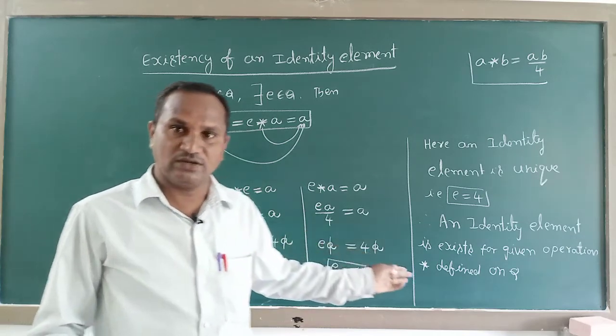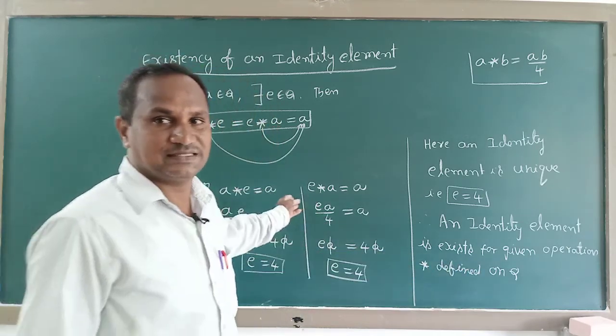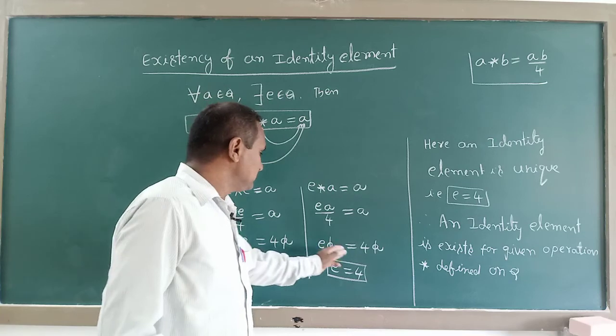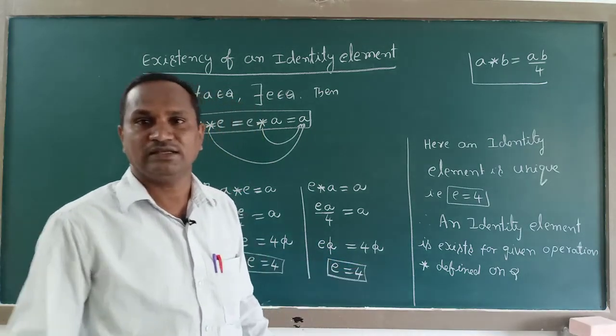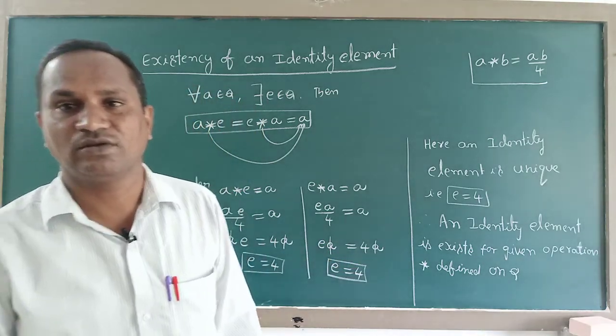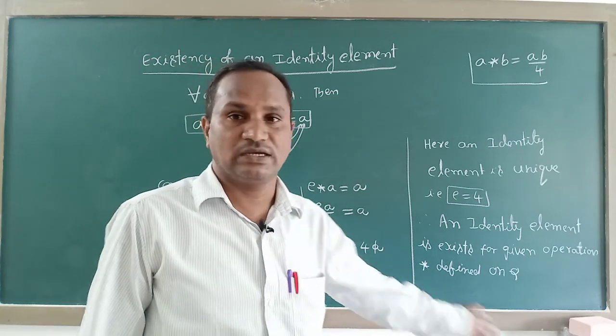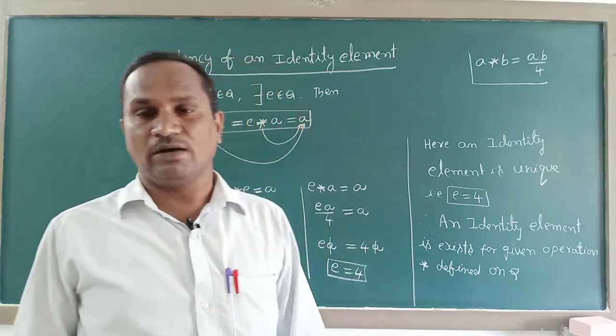See, for this question we got the same value. This side also E is equal to 4 and this side also E is equal to 4. Same, and one and only one number, 4. Like that we got an identity element for this given operation.